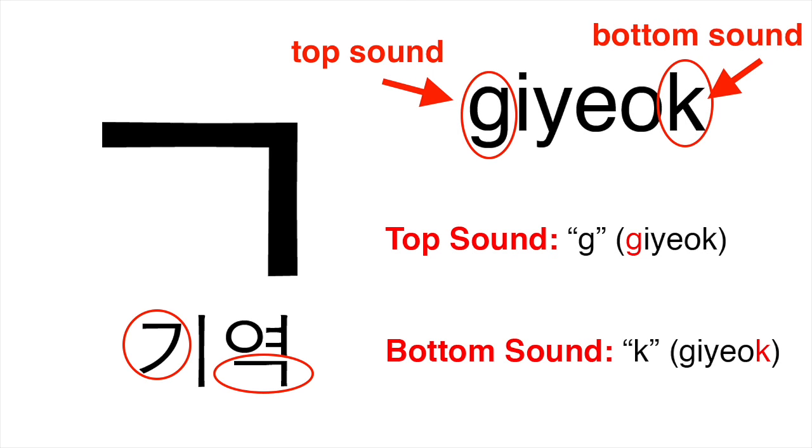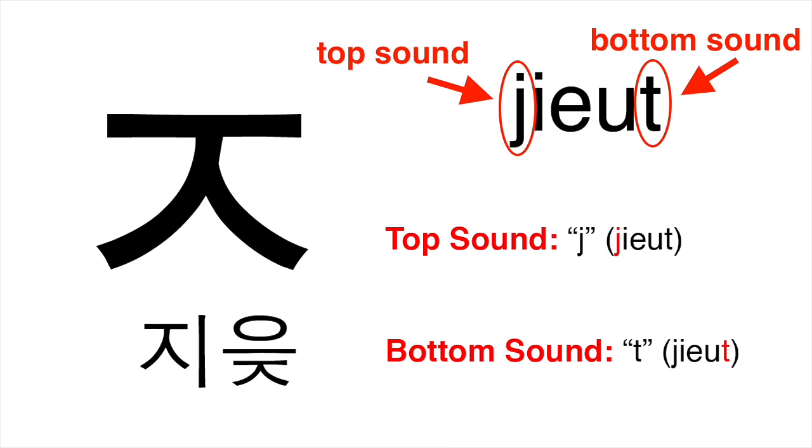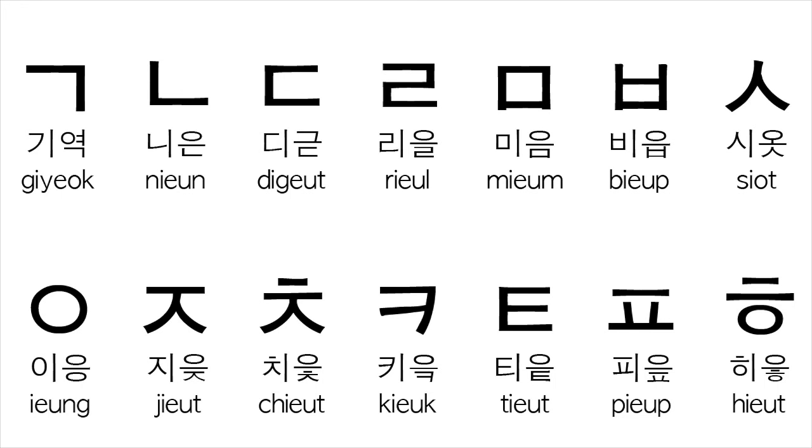Seriously, if you spell it out in English, the first letter would be the top sound and the last letter would be the bottom sound. Let's just take one more example before moving on. This character is Jiut. In English, it sounds like it starts with a J and ends with a T. So that's it. The top sound is J and the bottom sound is T. Remembering each character's name is probably the best way to remember the top and bottom sounds. Trust me. So try this for all 14 consonants and remember the sounds.